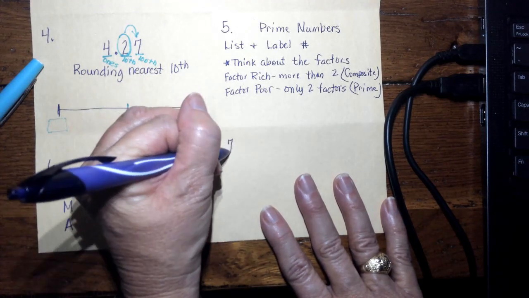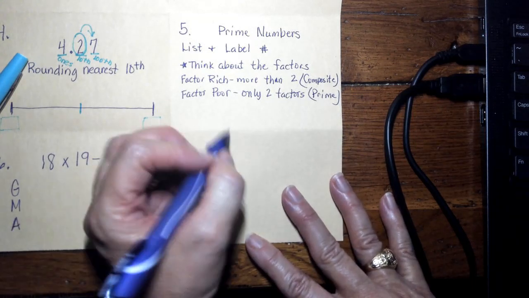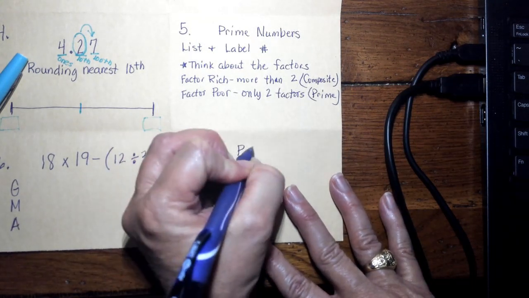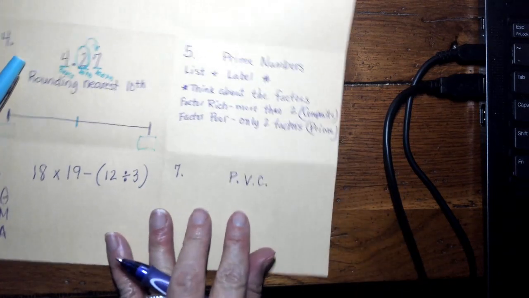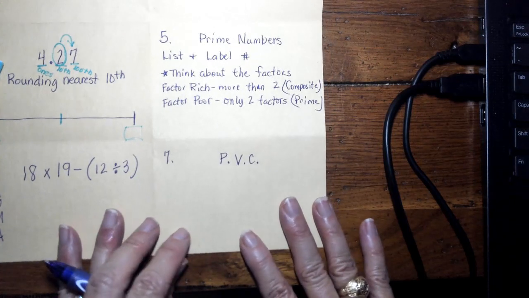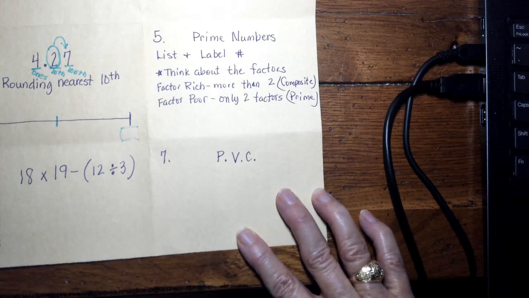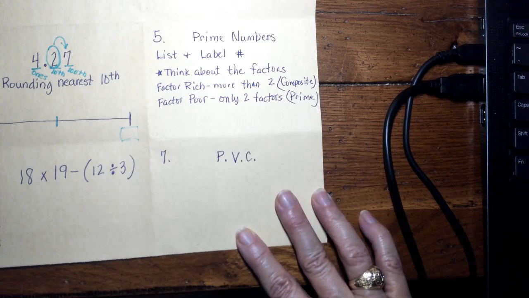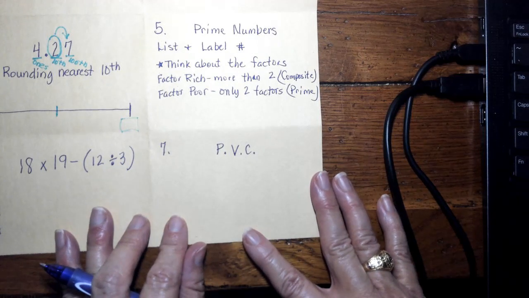Moving on to number 7. For number 7, I know that everyone was able to make their own PVC. This is the white paper that we used our dry erase markers for. So for this problem, if you want to use your PVC, that's fine. Or if you want to just go ahead and make a PVC with me on the video right now, that would probably be the best.